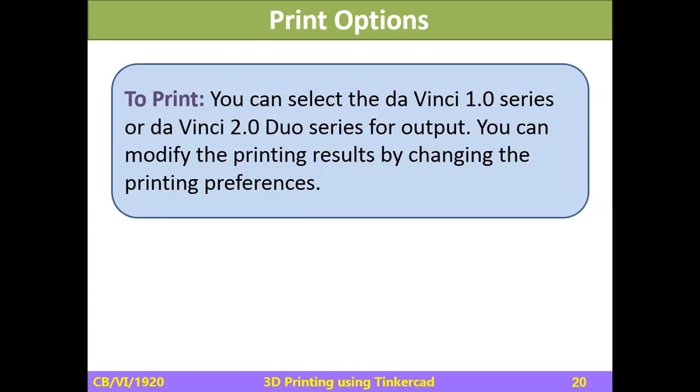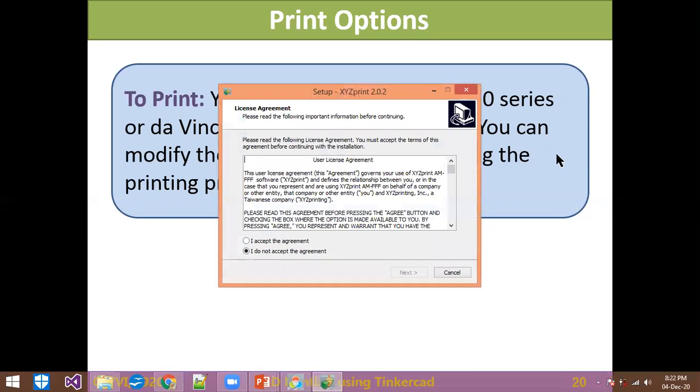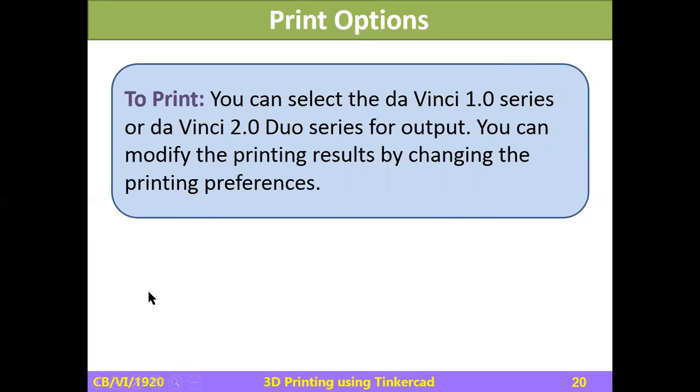So, the print option first. You can select DaVinci 1.0 series or DaVinci 2.0 Duo series for output. These are the names of the XYZware versions. The name of the XYZware will be like DaVinci XYZware 1.0 or DaVinci XYZware 2.0 Duo. They are version names, so you don't have to understand what DaVinci is. It's a name, and you have to remember that name only. It may be the name of a scientist. You can modify the printing result by changing the printing preference. आप उसके result भी change कर सकते हो using the preference. Okay, minimize it, and then afterwards I will be downloading.